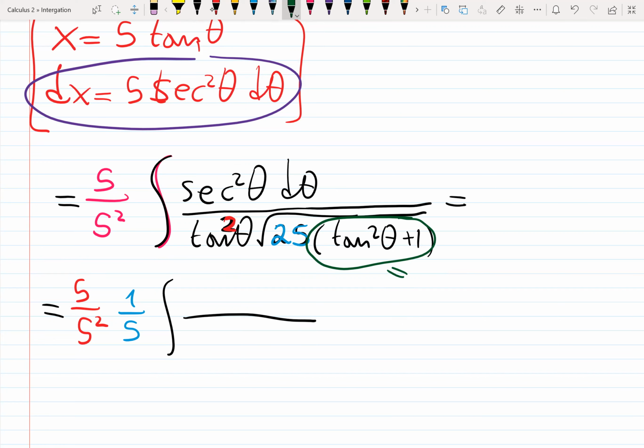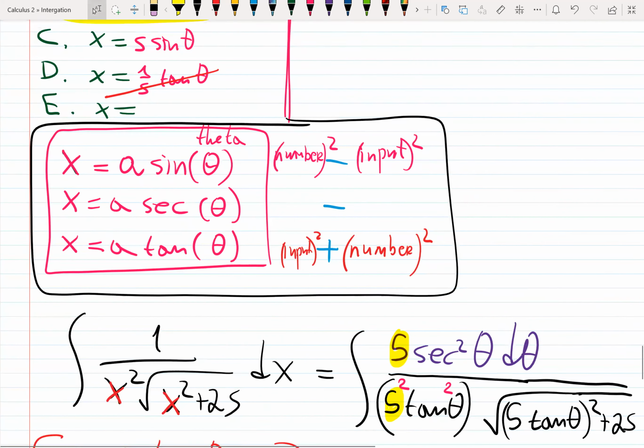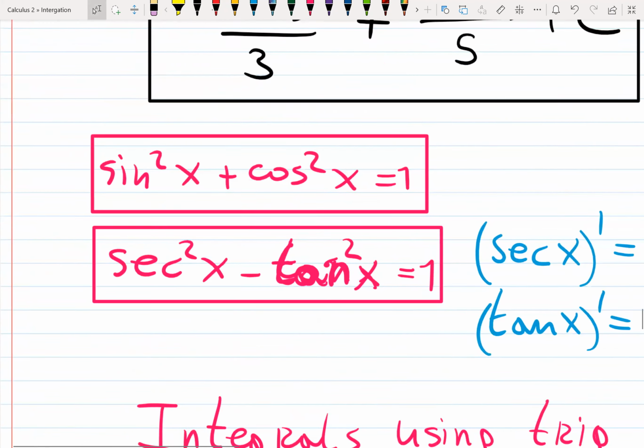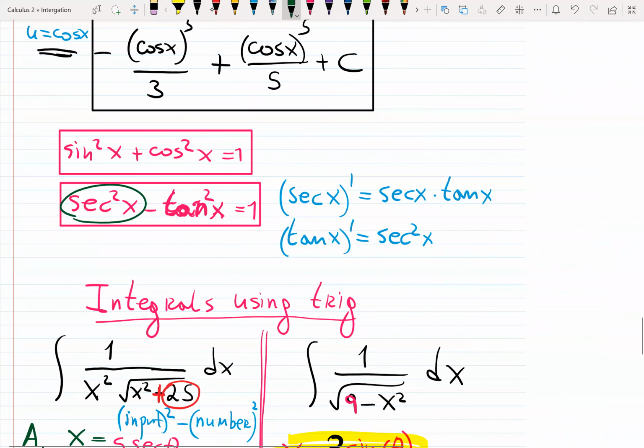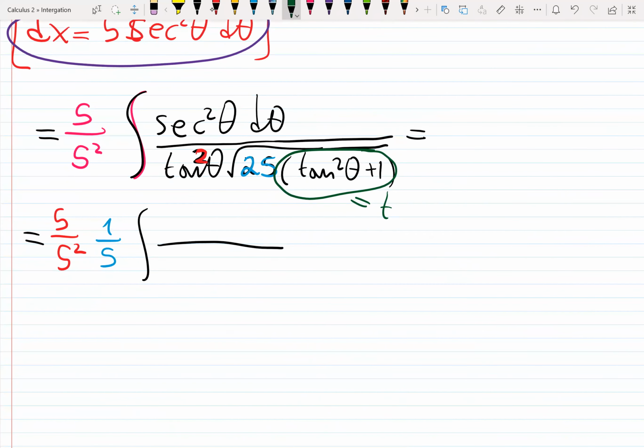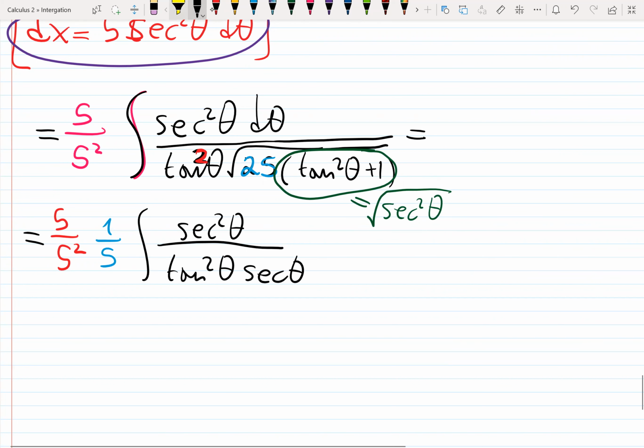So 1 plus tangent squared, I don't remember. So let's go back. I remember the original formula, this one. 1 plus tangent squared is secant squared, because if you move things around, you can see that. Okay, so that's the whole point. This is secant squared, but it's inside of the square root. So it's going to be secant squared theta, tangent squared theta times secant. So square root and squared work each other out.